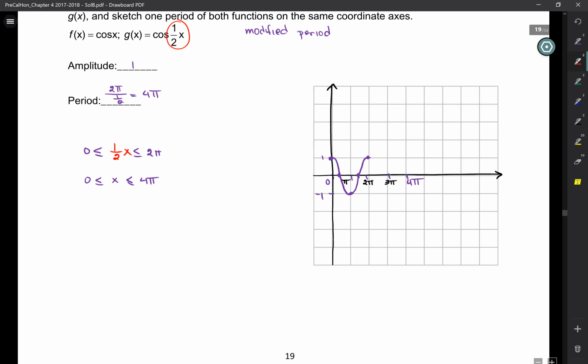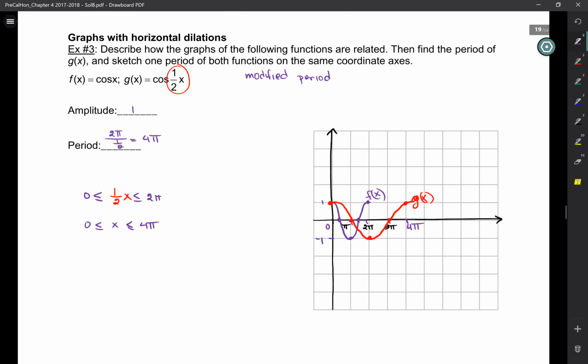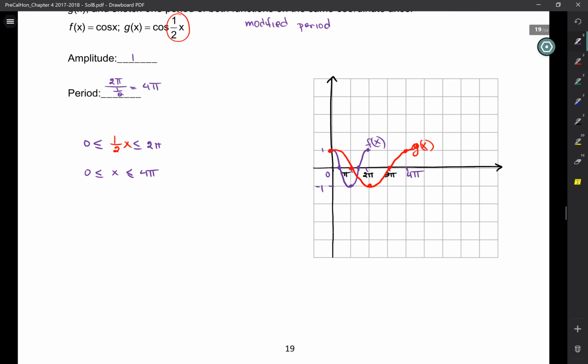Now, let's do g of x. So g of x is going to start at the same point, but now it's going to go to pi, 2 pi, 3 pi, 4 pi, and there we go. That's g of x, and that's f of x. So do you see how the only difference is it's the same exact curve. The only difference is one completes the cycle in half the time. Okay? All right.